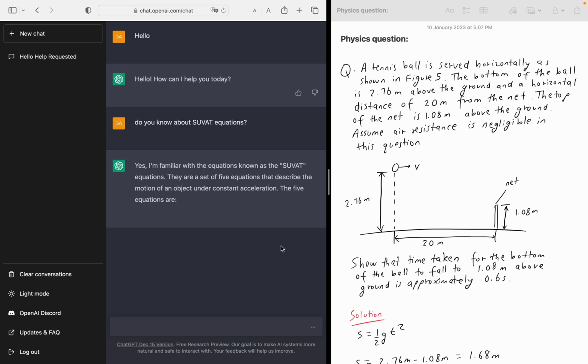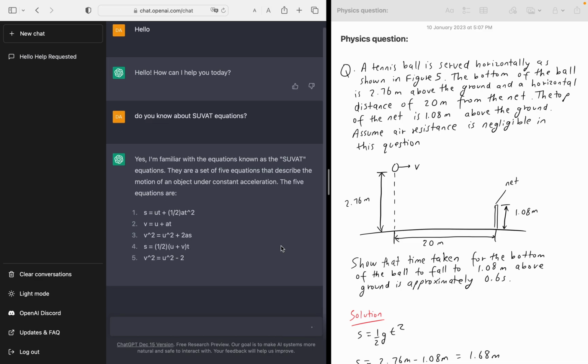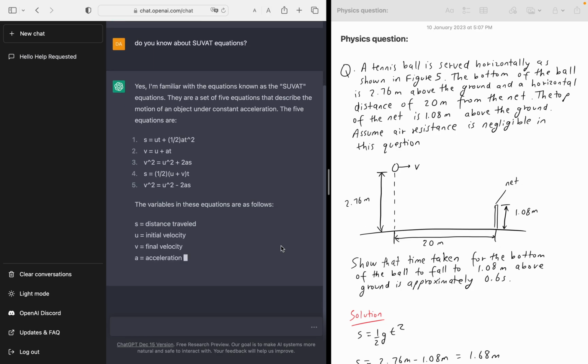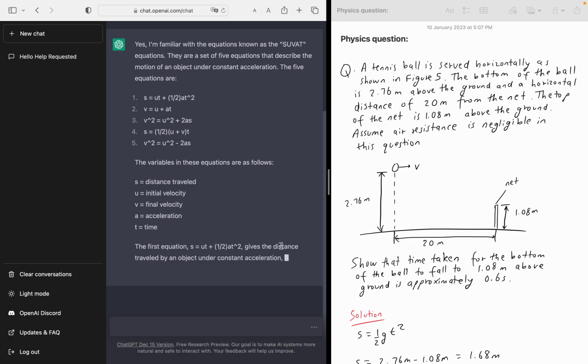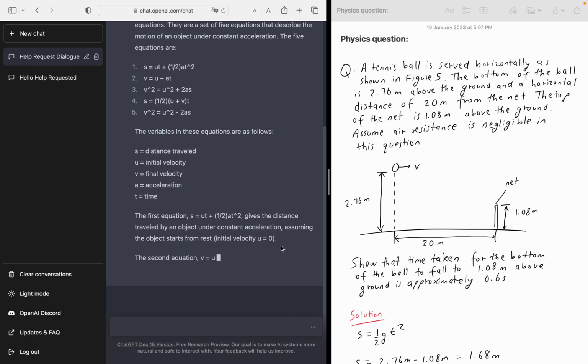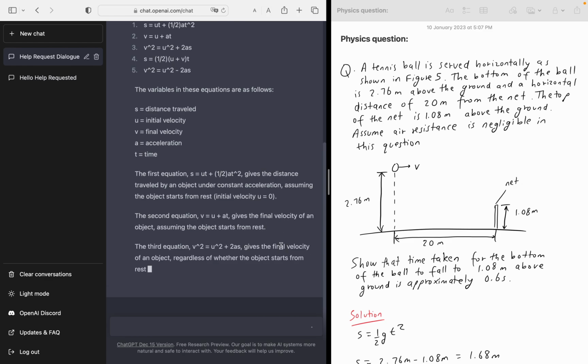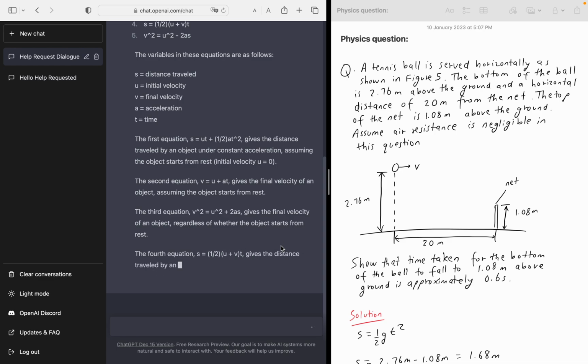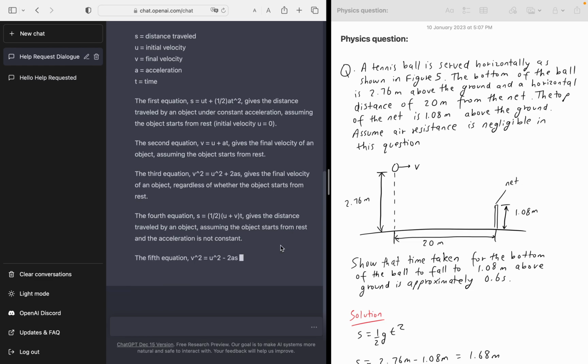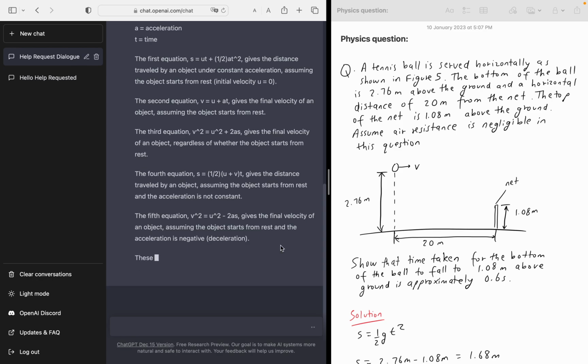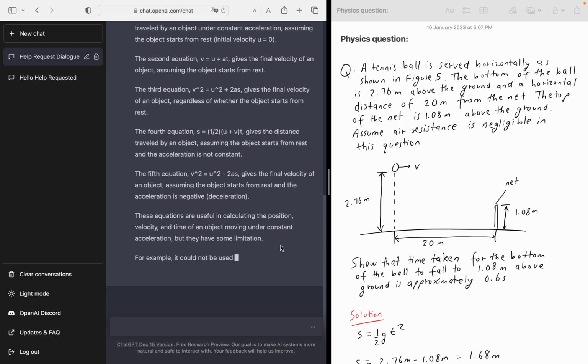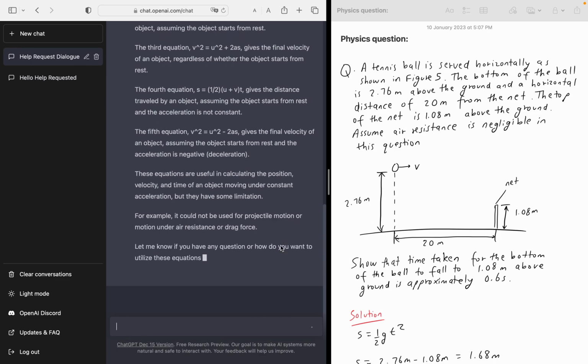It's saying, yes, I am familiar with the equations known as SUVAT equations. They are a set of five equations that describe the motion of an object under constant acceleration. It's giving us the five equations, listing the variables of each one, and explaining the first, second, third and fourth equations. It's a detailed explanation of the concept in terms of velocity and speed. Finally, it's asking, let me know if you have any other question or how you want to utilize these equations.